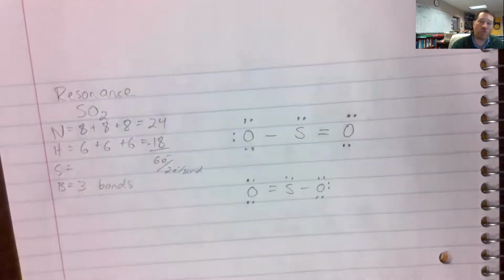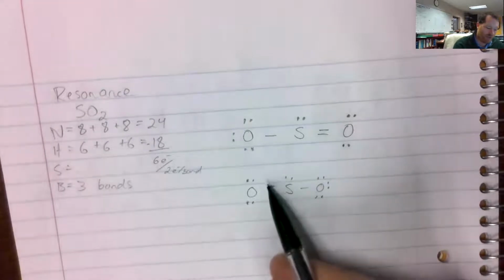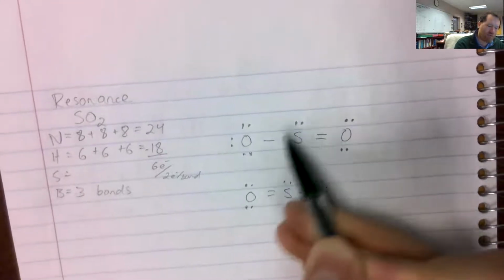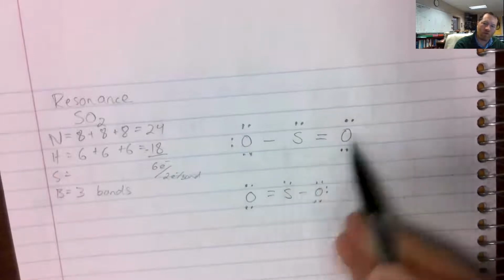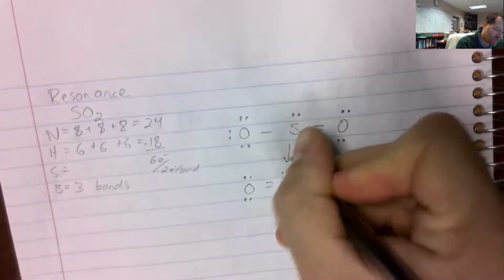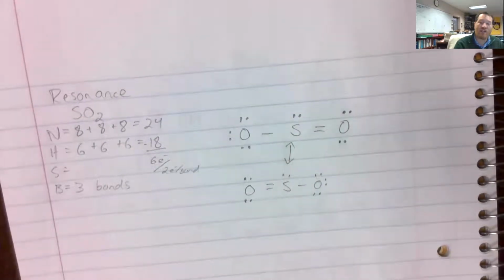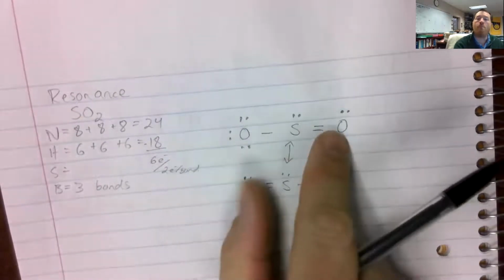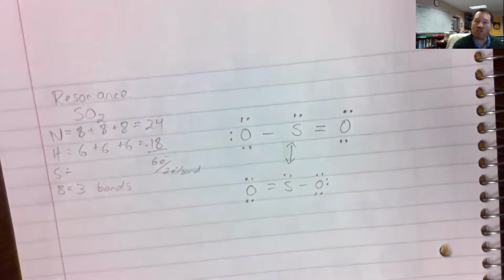In fact, they're both existing at the same exact time. That double bond is actually flipping back and forth faster than we could possibly see. It's in the same exact time at the same exact place. So what we need to do is draw both. These are both what we call resonance structures.